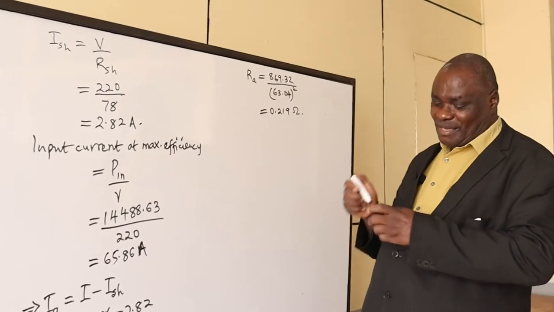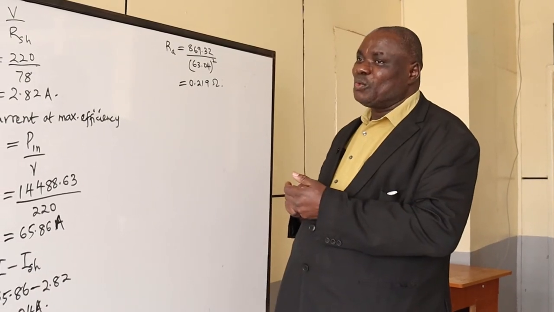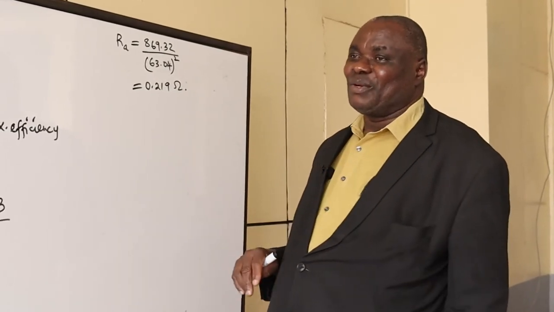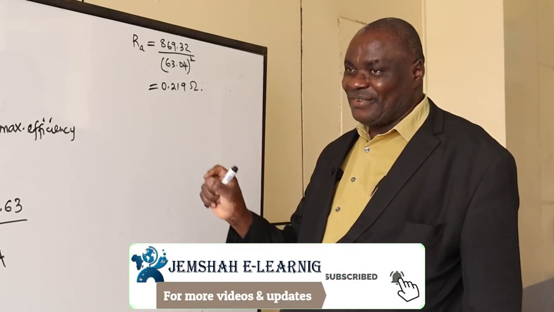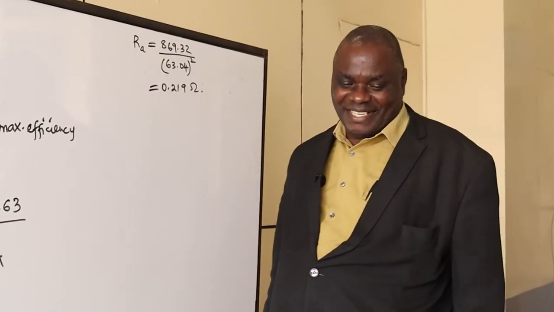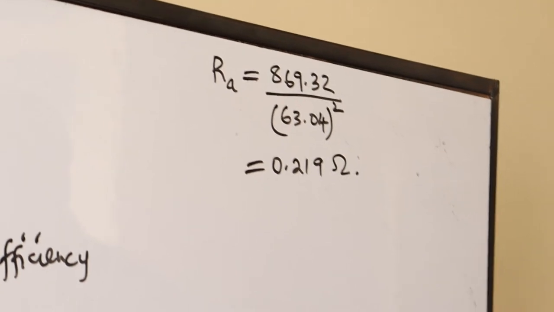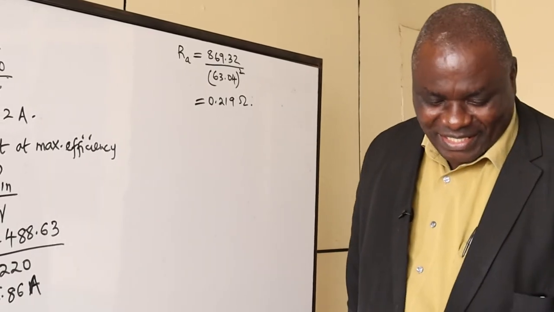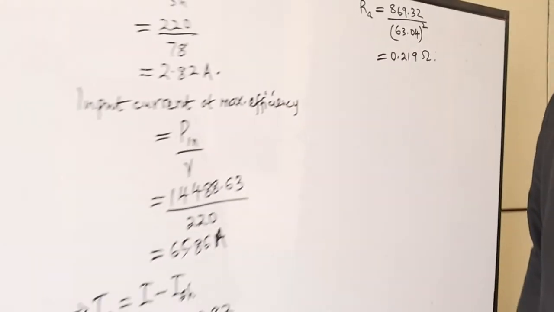After getting RA, meaning the parameters of the motor, we have our R shunt, we have our RA. So we can now evaluate anything about that motor because all the parameters are now present. The indication of maximum efficiency has helped us to obtain the armature resistance. So now we would like to know the efficiency when it is drawing 72 amps from the mains.